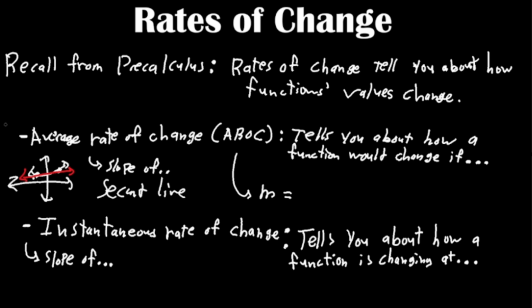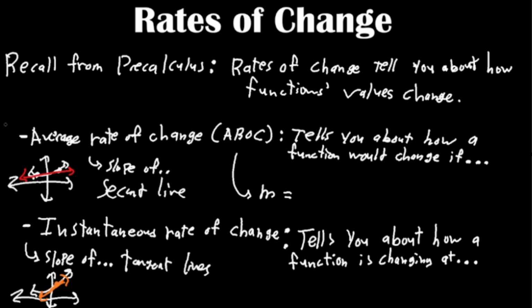Now, on the other hand, instantaneous rates of change tell you the slope of tangent lines. So, let's say you have another function. Instead of it intersecting the function at two places, it's intersecting once, at least locally. So it's kind of parallel to the function at that point.